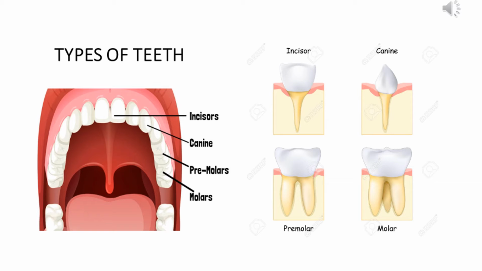Then on both sides of the canine, on each jaw, there are premolars, which are used for grinding and biting the food. And on both sides of the premolars, there are molars, which are also used for crushing and grinding the food. These are the 4 types of teeth that are present in both of our jaws, upper jaw and lower jaw.